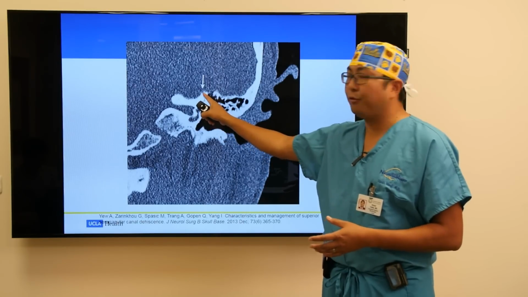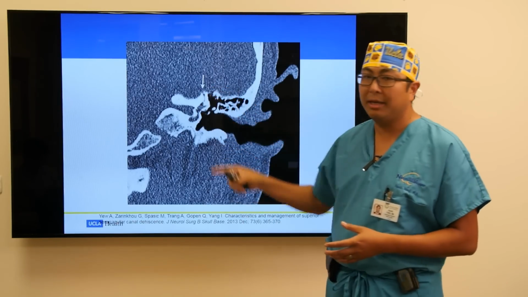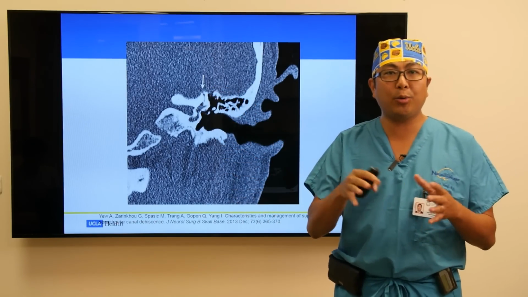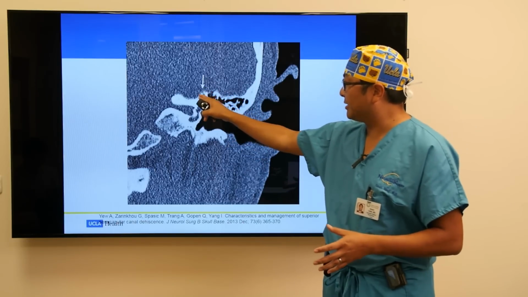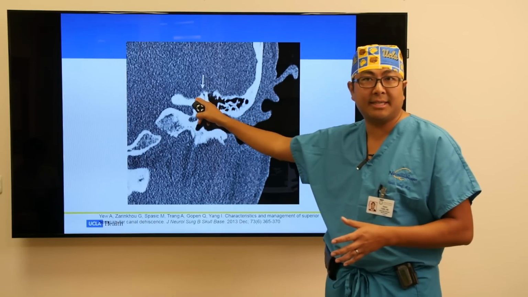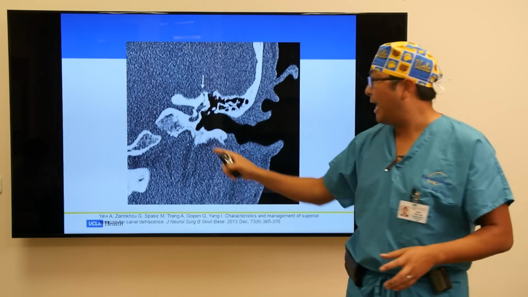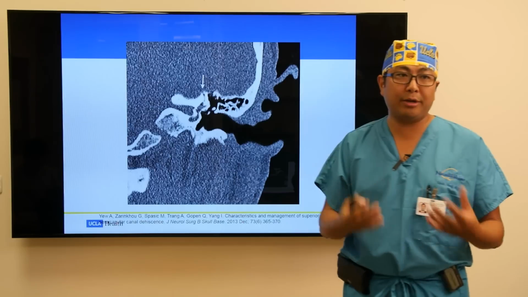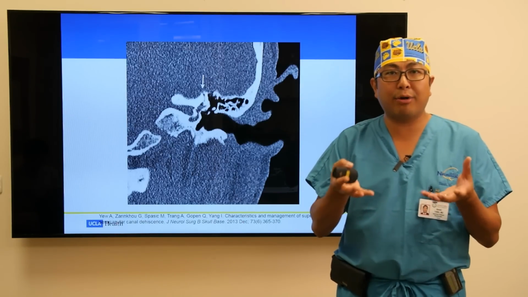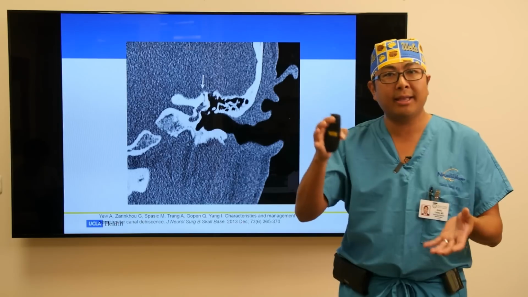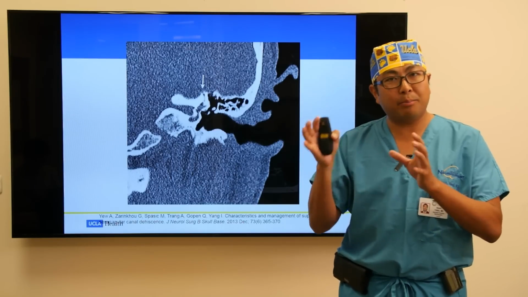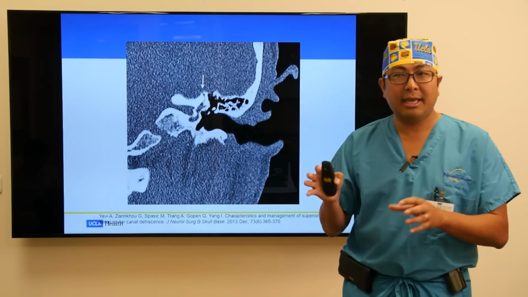This is from a publication a few years back. You can see here this arrow is pointing to the top of the arcuate eminence. The arcuate eminence is usually the bony covering of the SSCD. And here that bone of the arcuate eminence has eroded, and there's a hole from the superior semicircular canal into the brain space. So there's a connection between the brain space, the intracranial vault, and the inner ear.